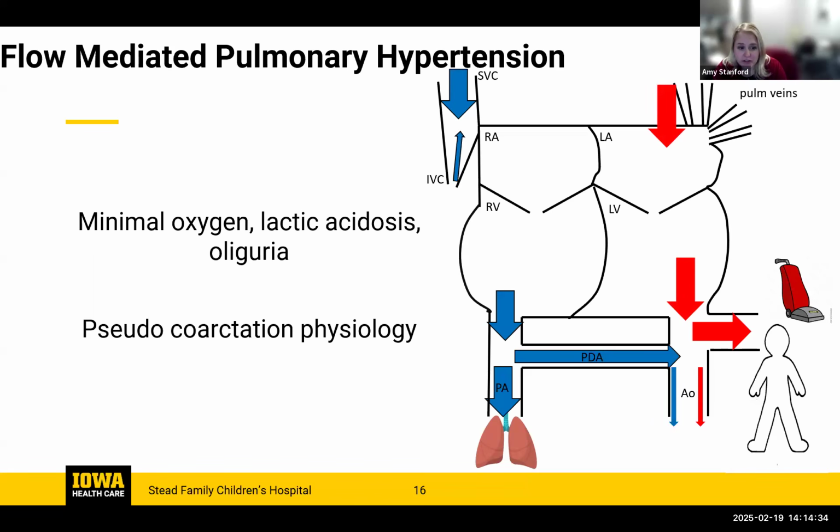Postductal systemic circulation depends on the presence of a PDA with a right to left shunt. So this is that pseudo-coarctation physiology. Clinically, these patients present with minimal oxygen needs, lactic acidosis, oliguria, that's all consistent with the pseudo-coarctation physiology. The PDA flow, do note to remember, is dependent on the aortopulmonary pressure gradients.